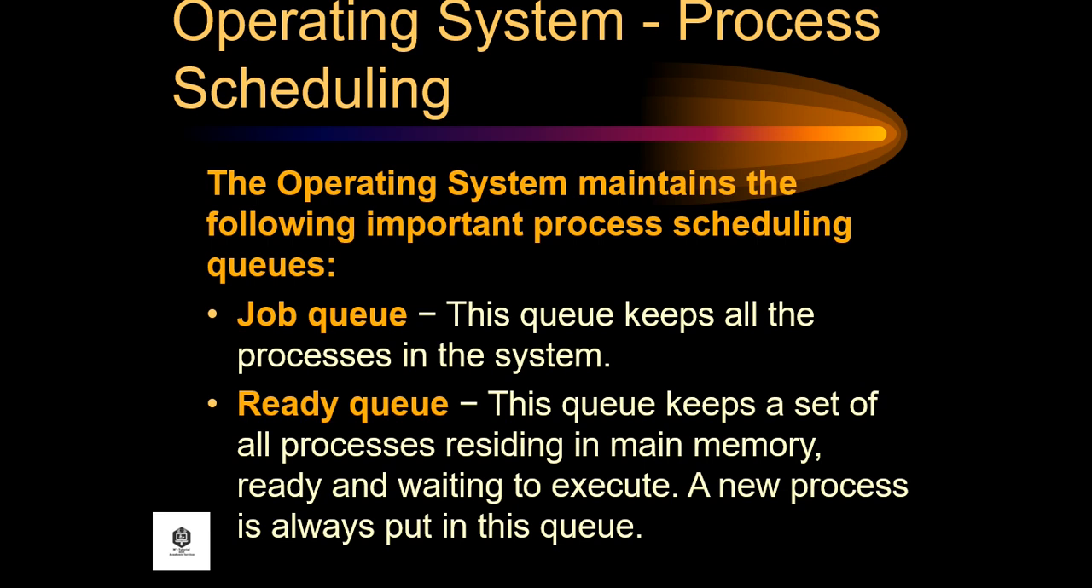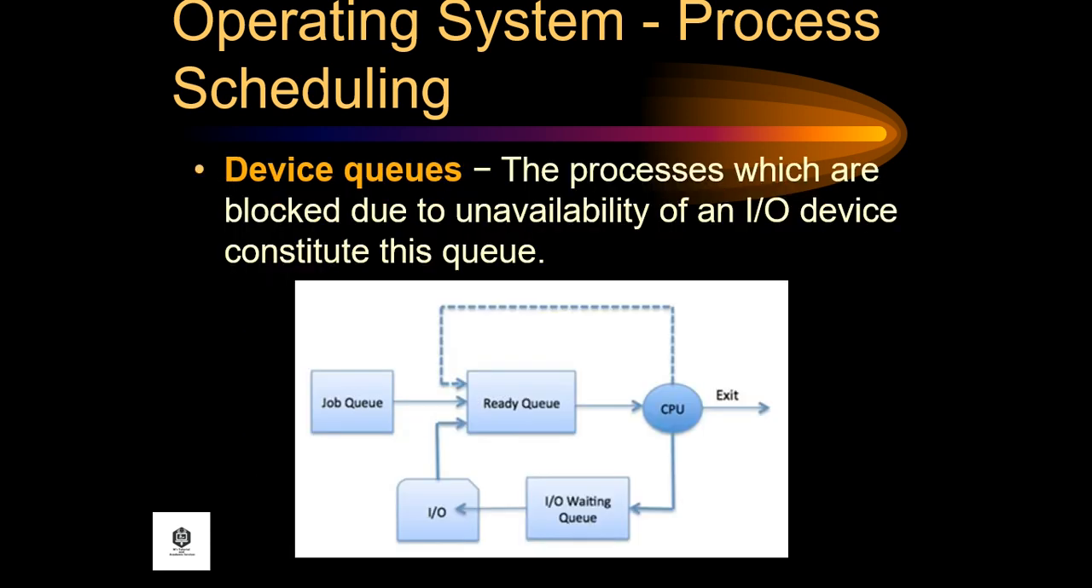This queue keeps all the processes in the system. The ready queue. This queue keeps a set of all processes residing in main memory, ready and waiting to execute. A new process is always put in this queue. Then the device queues. The processes which are blocked due to unavailability of an input-output device constitute this queue.